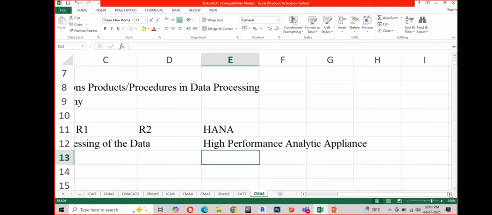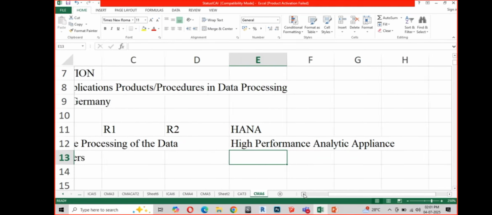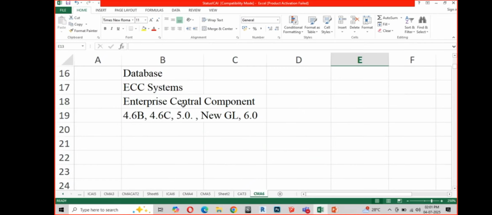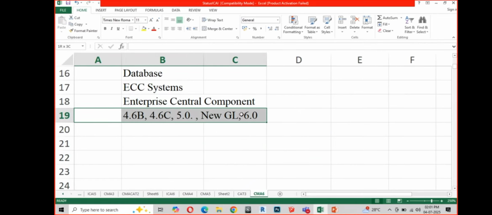Eventually, we are talking about HANA from 2015 onwards, and all the projects which happened earlier. SAP took birth in the early 1970s. So from then, whatever has happened when SAP transformed itself from the ECC version. I think now we are okay with what is ECC, Enterprise Central Component: 4.6b, 4.6c, 5.0, new general ledger, 6.0, whatever. We are all talking about the ECC environment.